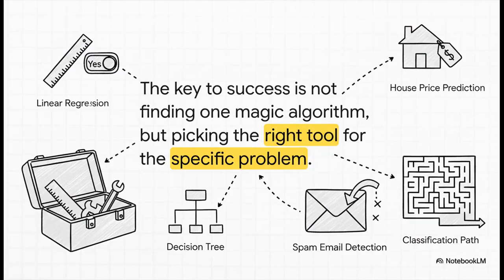And here's the most important takeaway of all: there's no single best algorithm. There's no magic bullet. Success in machine learning is often less about knowing complex math and more about understanding your problem really, really well, and then choosing the right tool from the toolbox for that specific job.